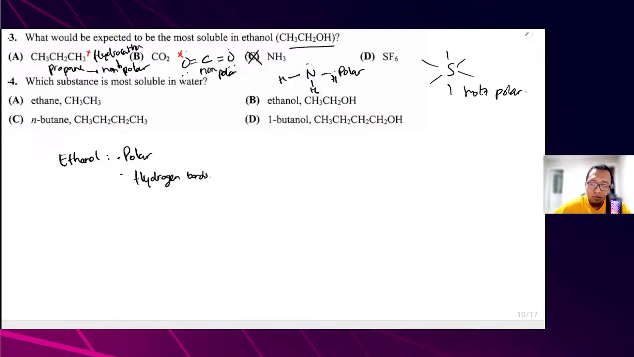Now number 4: which substance is most soluble in water? The same concept. Water is polar, H2O, and it also has hydrogen bonds.